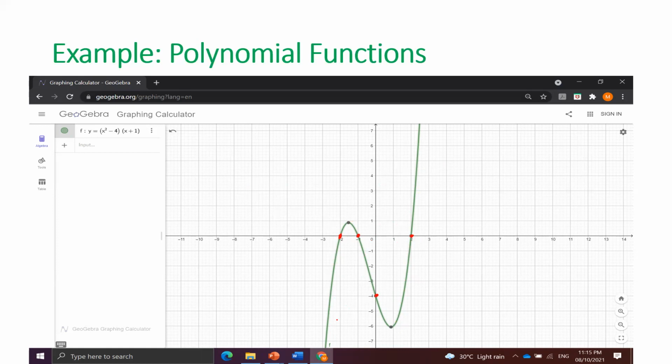So since the graph here extends indefinitely in both left side and right side, its domain will be the set of all real numbers. And then if you notice, the graph extends indefinitely upward and extends indefinitely downward. So that means the range is also the set of real numbers.